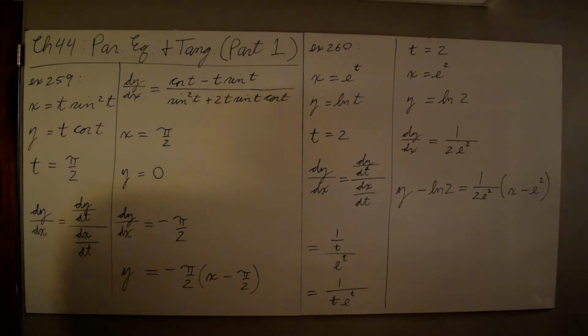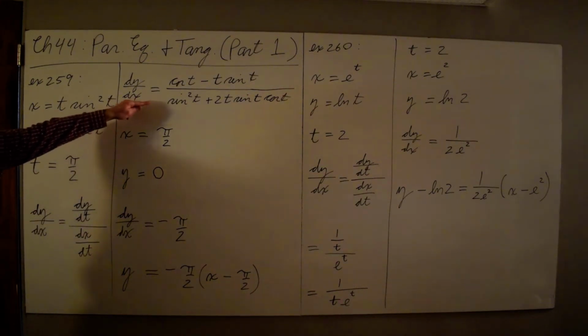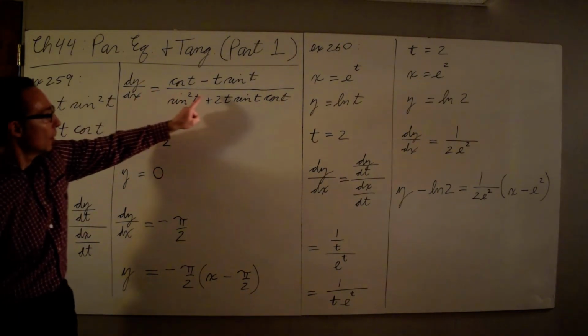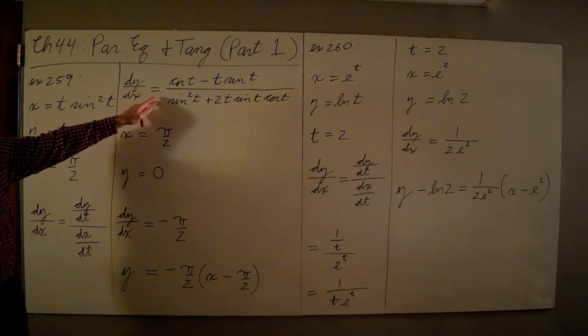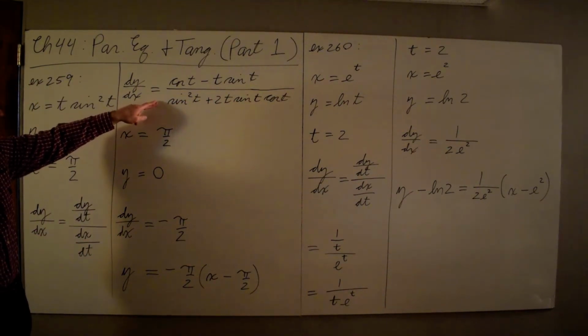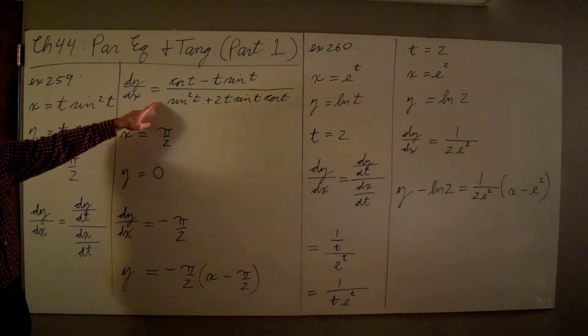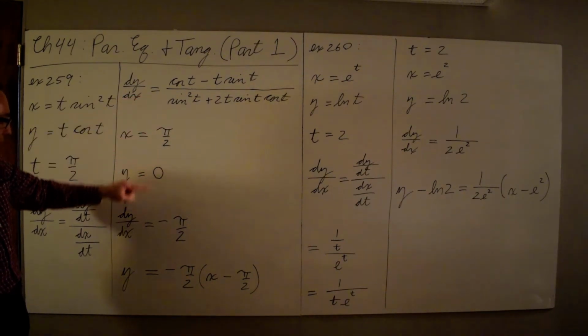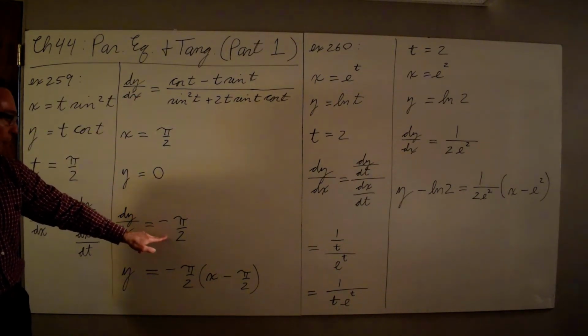To find the slope, we have the derivative of y with respect to x. We substitute pi over 2 in for t up here. It's not too bad because sine of pi over 2 is 1 and cosine of pi over 2 is 0, so this simplifies rather nicely to negative pi divided by 2.